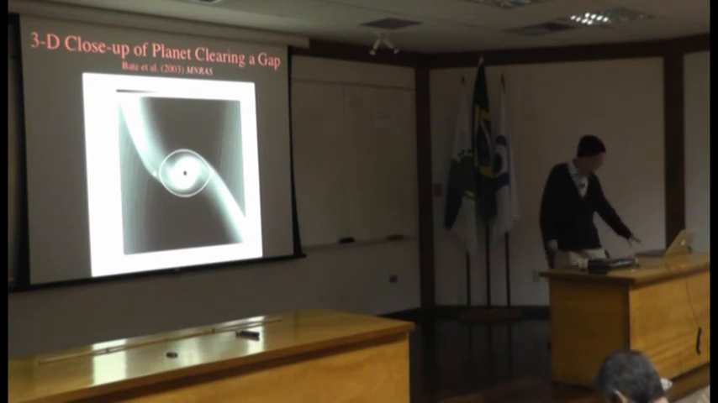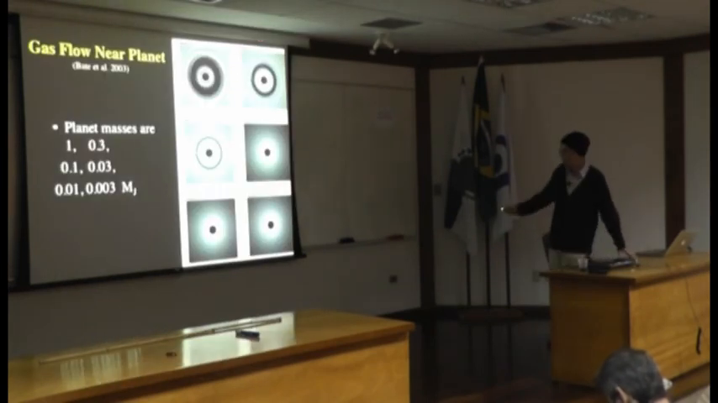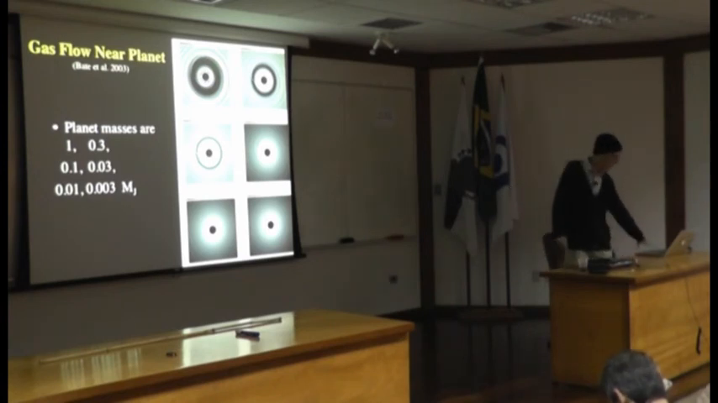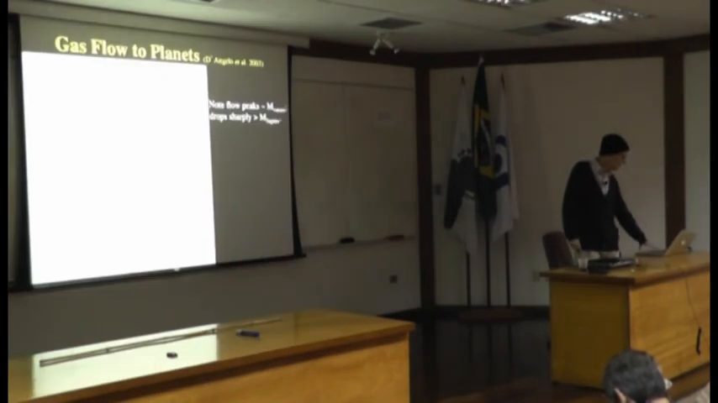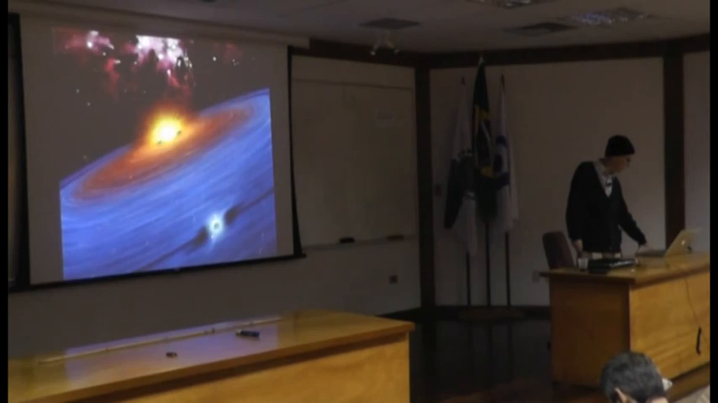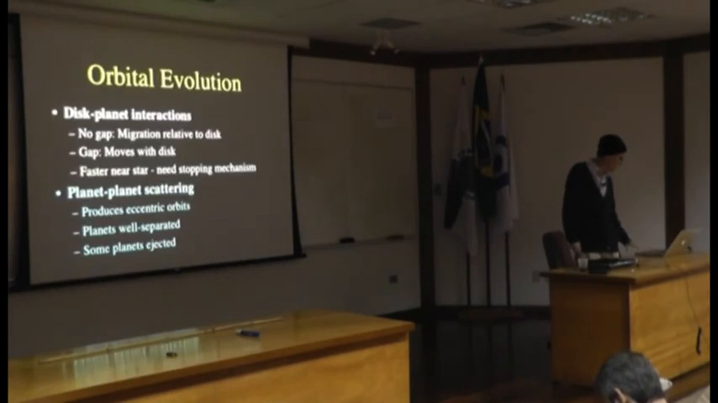And this is just a close-up of that. This shows a small planet, Earth mass, then 3 times as big. You're now seeing some effects. 10 Earth masses, 30 Earth masses, 100 Earth masses, Jupiter mass. And the planet gets more and more effect on the disk as it grows. The more massive the planet is, the more gas it accretes. I don't want to spend much time on this because I want to get on to a few things.